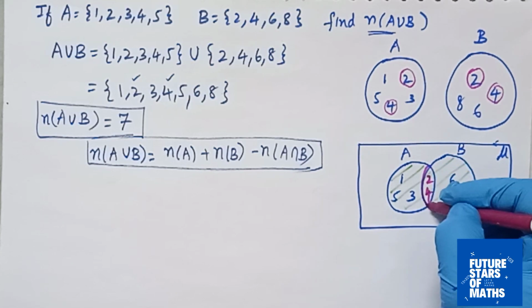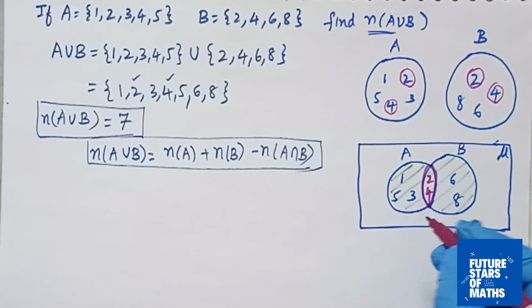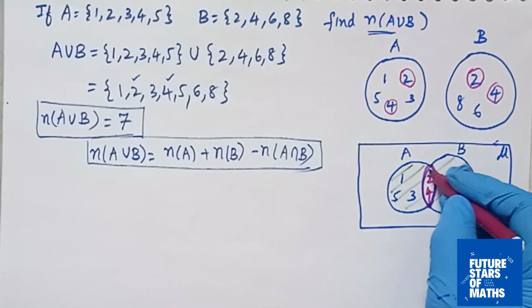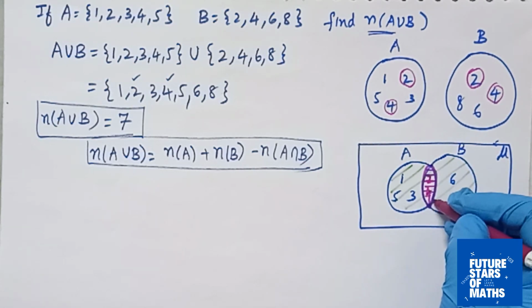Okay. Now if it would be A intersection B, then what will be the answer? Only this part. Okay. This part is the intersection part. So at that time what we will do? I'll draw straight lines like this. Okay. To denote A intersection B.